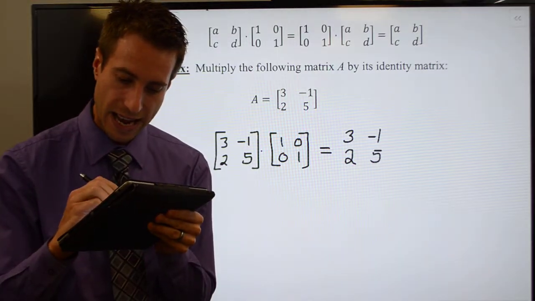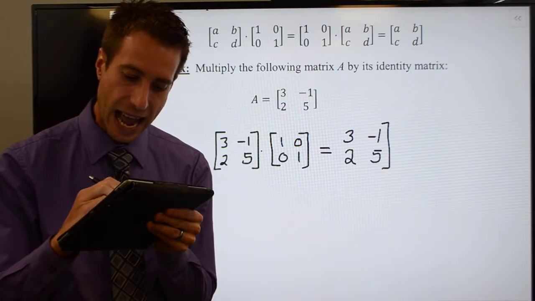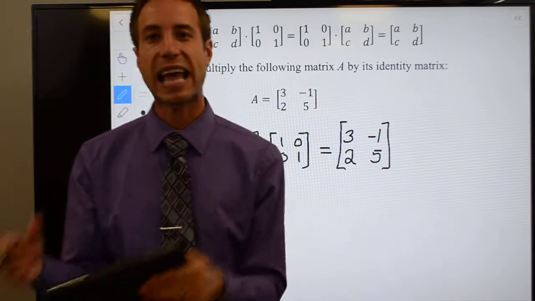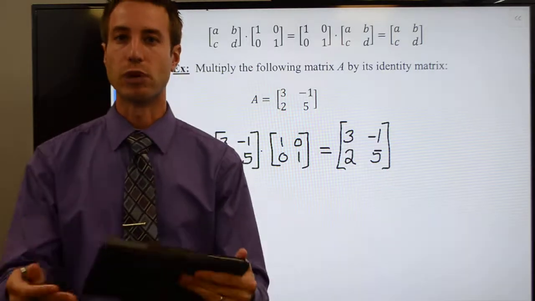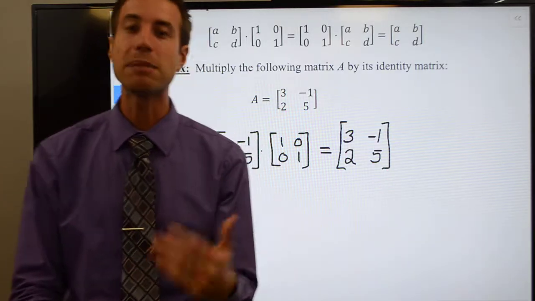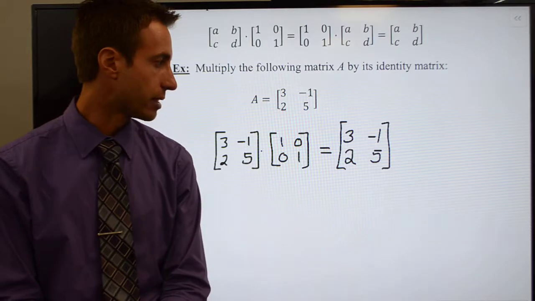And so what we have now just seen is that multiplying any matrix by the identity matrix, you get the original matrix back. That's the identity property of matrices.